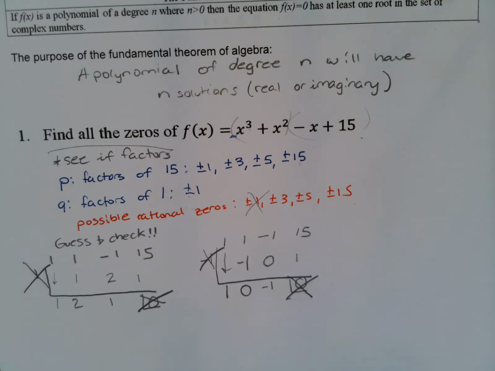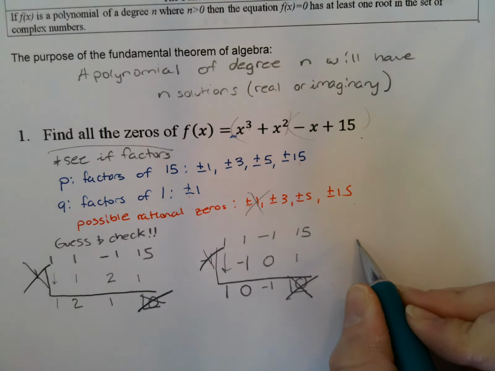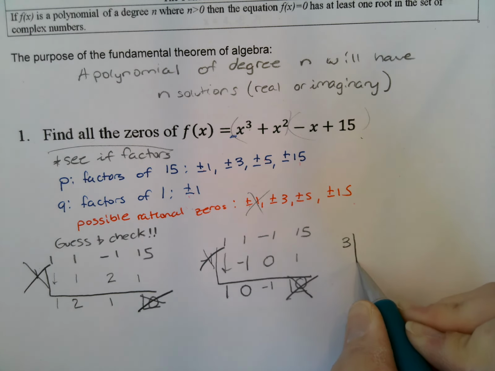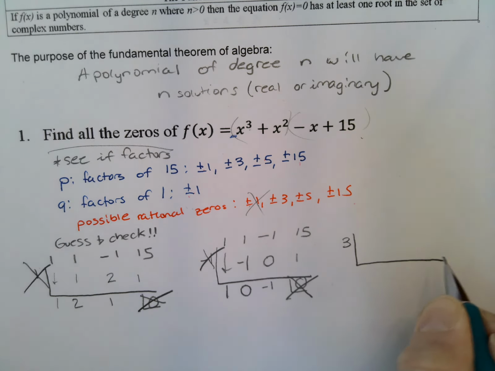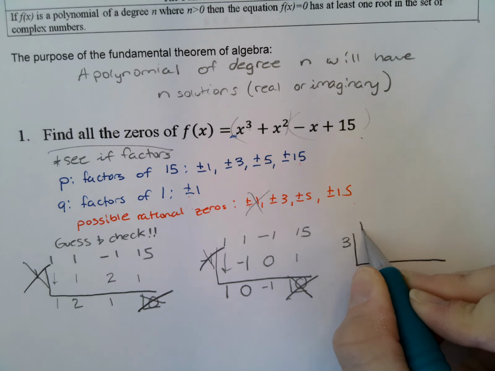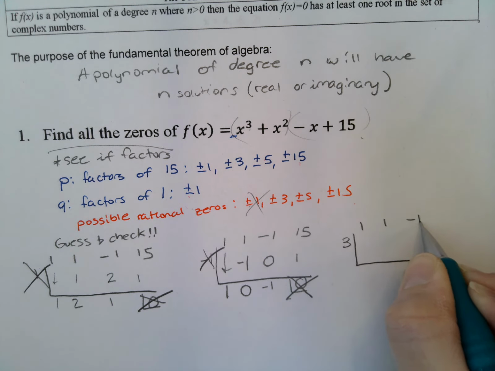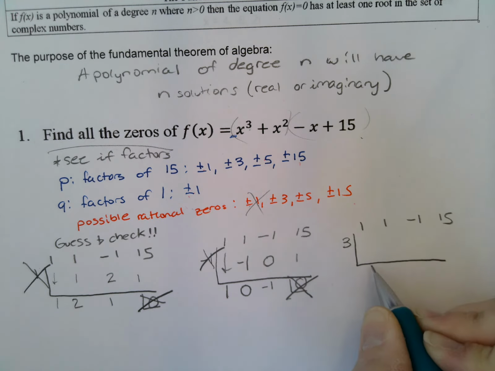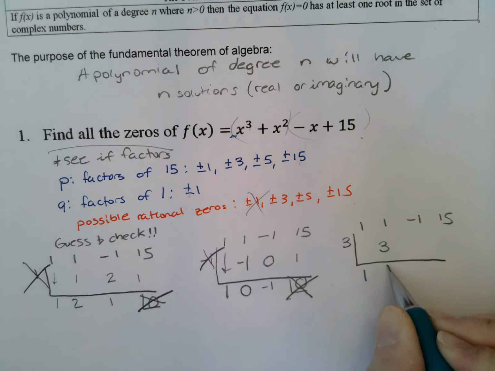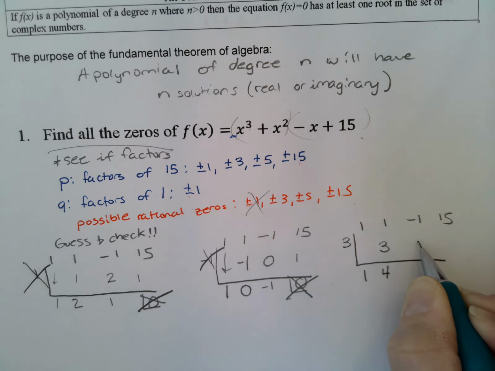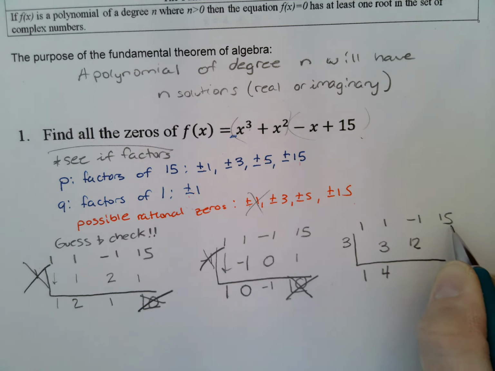Well, let's do positive 3 again. Oh boy. So positive 3. I got 1, 1, negative 1, 15. So I got 1, I got 3, I got 4, I got 12. Well, I'm getting closer. 12 is definitely a lot closer to 15.